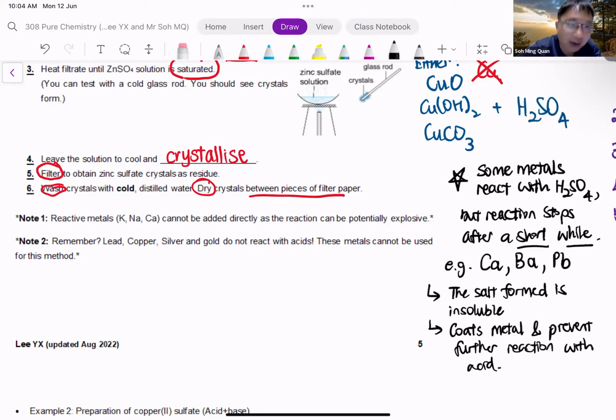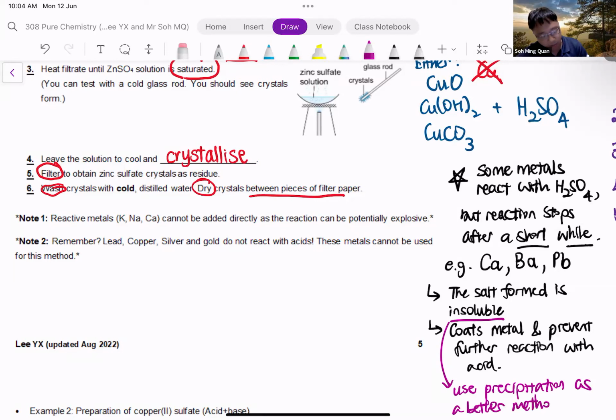Right? And that's why, do we use calcium and sulfuric acid to make calcium sulfate? The answer is no. It's insoluble, therefore we will use precipitation as a better method to make the salt. Okay, and that's why calcium sulfate is not made using excess calcium metal and sulfuric acid. It's not made that way. Calcium sulfate must be made by precipitation, which uses aqueous calcium nitrate and aqueous sodium sulfate.